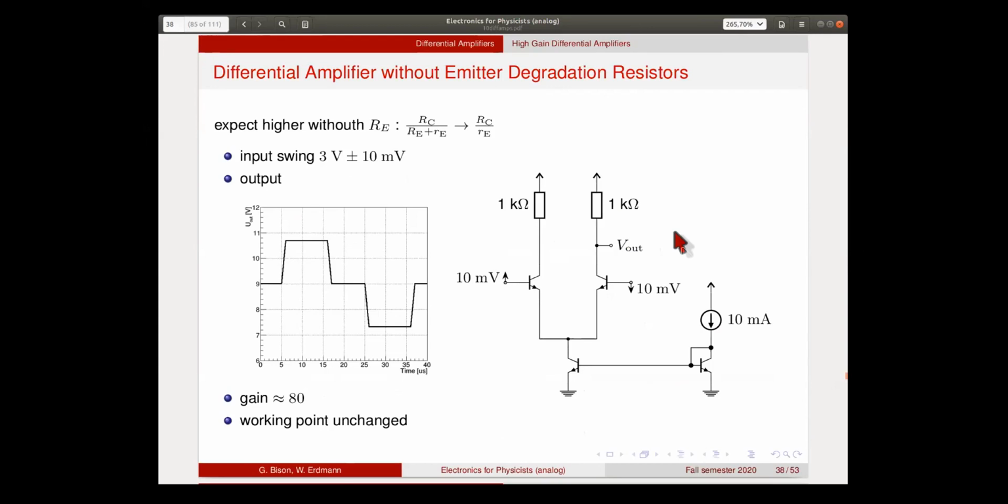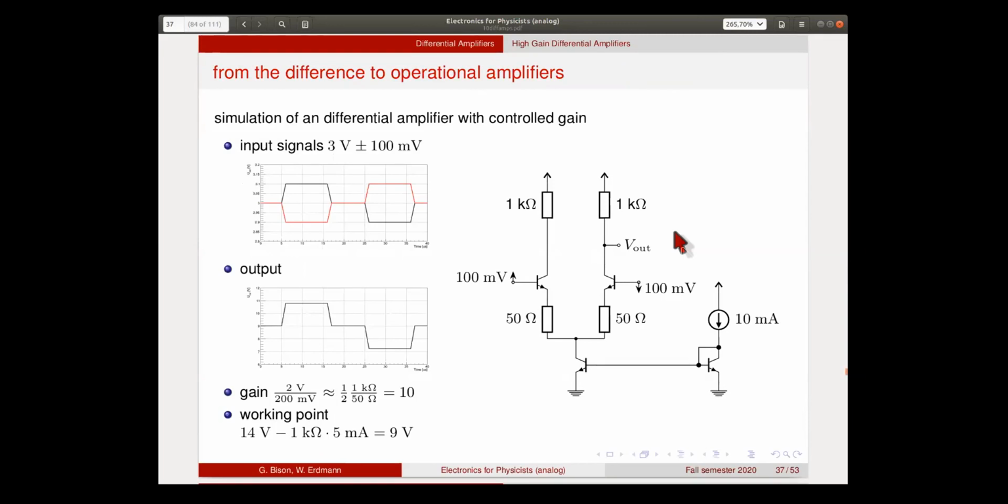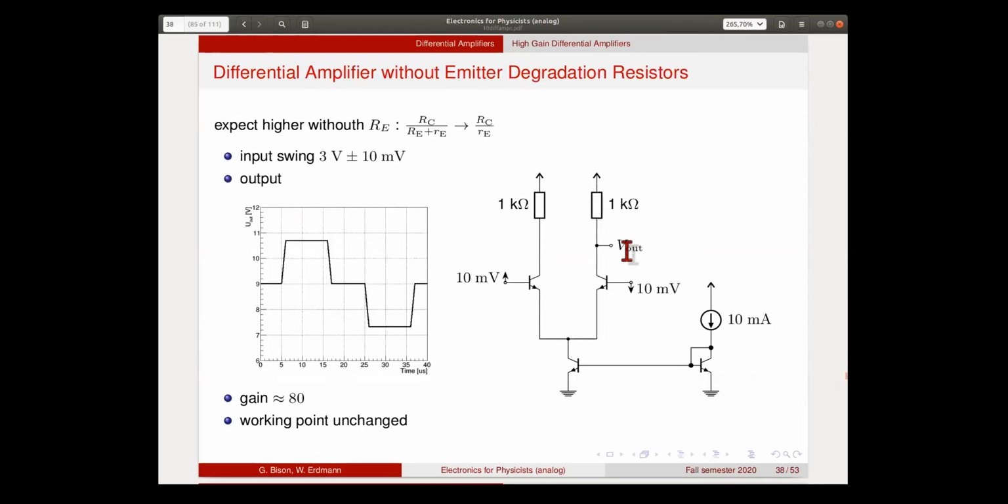If we want more gain, we can drop the emitter degeneration resistors, so these 50 ohms. They define the gain in this case. So this one is an amplifier that has a well-controlled gain. It's set by these resistors. If we don't care too much what the gain exactly is, we just want it to be higher, then we can just get rid of these 50 ohms. And then we have an amplifier that looks like this. So now we expect a much higher gain.